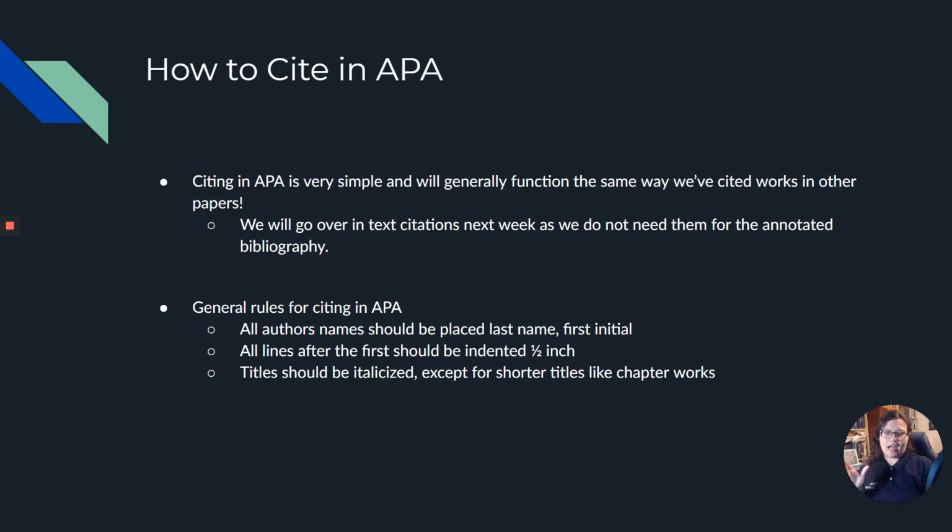All lines after the first in a citation should be indented half an inch. So the first line will have a normal indentation, and then the second line would be indented by that half inch. Titles, if you are citing something like a book or an article, should be italicized, except for shorter titles like chapter works. Those chapters would not be italicized if you were citing a specific chapter in a book. The title of the book itself, though, would be italicized.